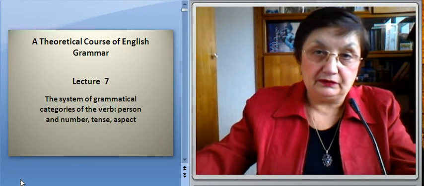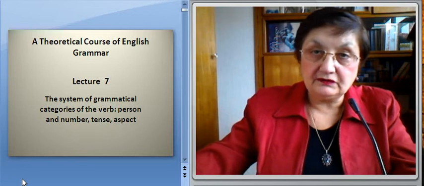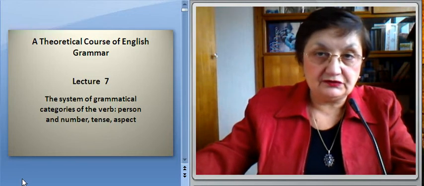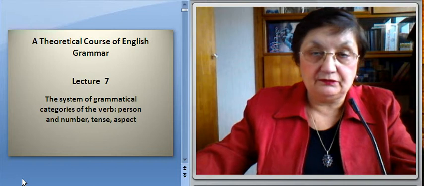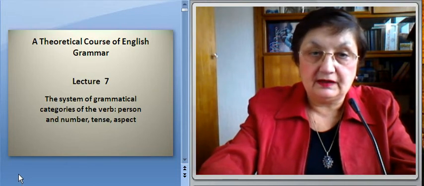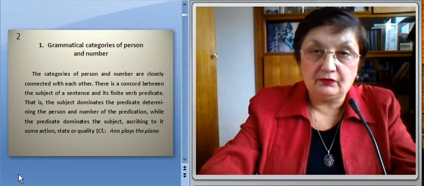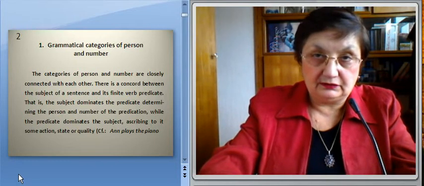We continue our lectures in a theoretical course of English grammar. Lecture 7 is devoted to the discussion of such grammatical categories of the verb as person and number, and tense and aspect. The categories of person and number are closely connected with each other.